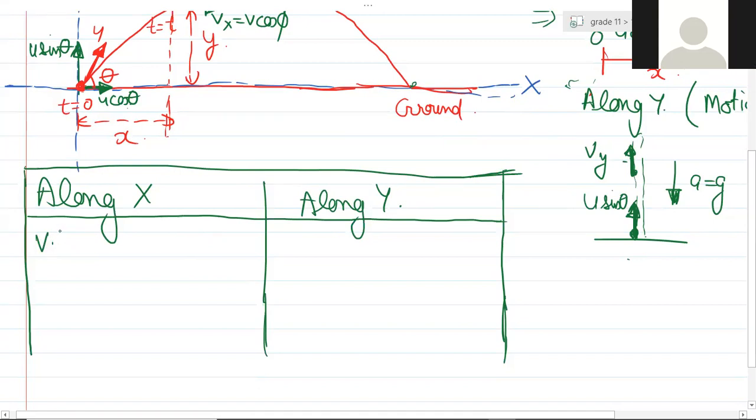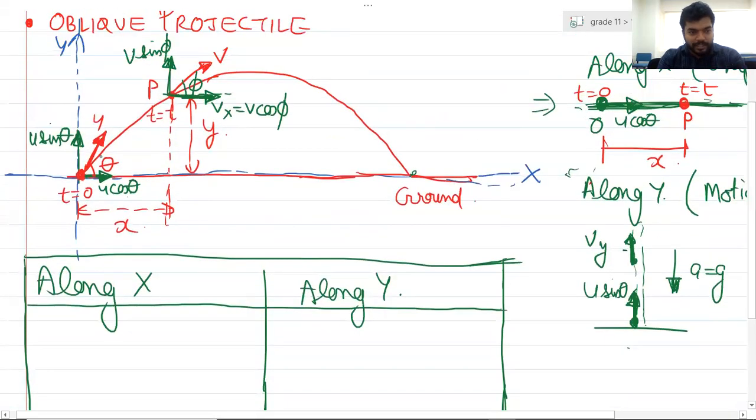Anyways. Yes guys, can you tell me what will be the velocities along x and y? So let's just consider the horizontal motion. Don't look at the vertical motion part. Only look at the horizontal motion. So along the horizontal axis, and along the vertical axis.